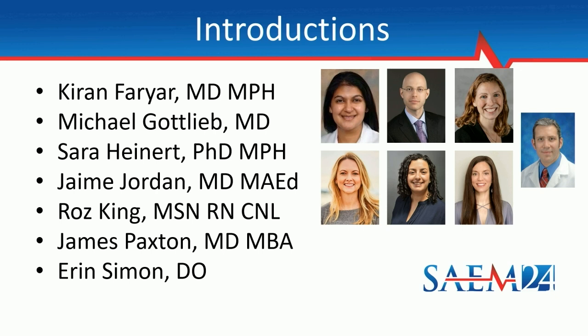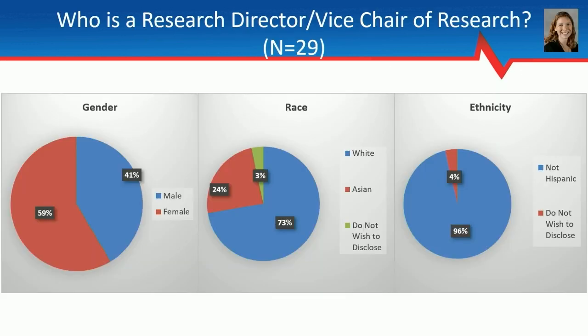Okay, so now we're going to go through some numbers. This is the only part of our slides with all these numbers. The Research Director Interest Group completed a survey with research directors and vice chairs of research a year ago at SAEM and through the SAEM listservs. This goes through a little bit in terms of who is a research director and what their roles are. I should also say we had 29 people complete it, so take this with a grain of salt. But of those who completed it, this is what we got.